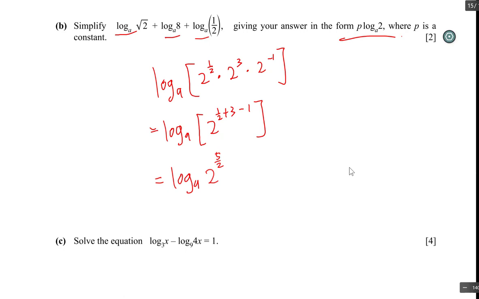But we do not want it in this form, we have a p value. So it's 5 over 2 log a 2. Alright, 2 marks for it.